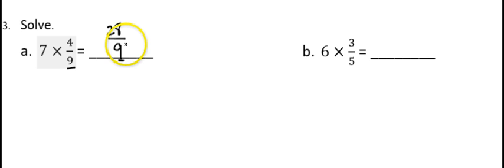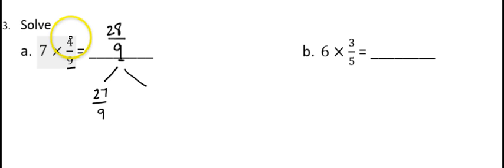I'm going to change my improper fraction to a mixed numeral by using a number bond. I have to think of my multiples of 9 that will get me closest to 28. Well, if I take 27 ninths, that would give me 1/9 left over. 27 ninths is the same as 3 wholes, and then I have 1/9 left over. So the mixed numeral is 3 1/9.